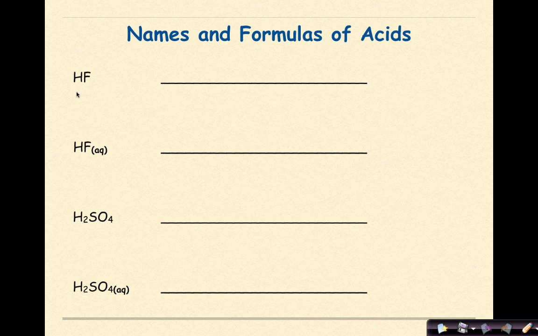So let's look at this first one, HF. No aq. So when we name that, that would just be hydrogen fluoride. As soon as we say it's aq, that this hydrogen fluoride is now dissolved in water, we are now dealing with an acid. And the name of this now will be hydrofluoric acid.